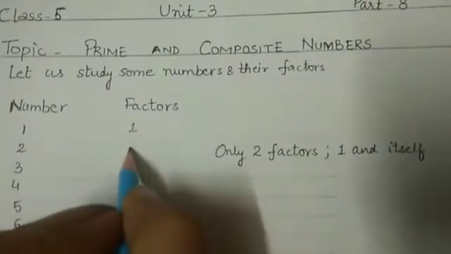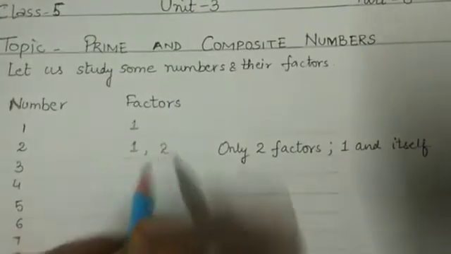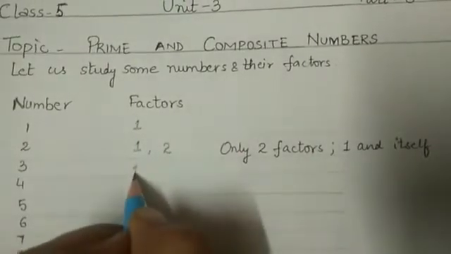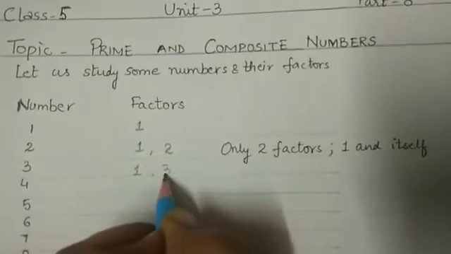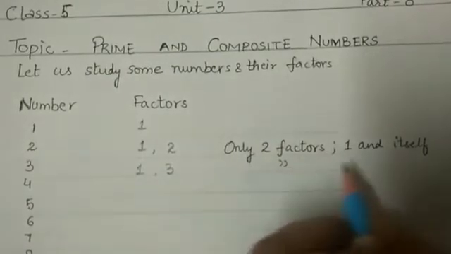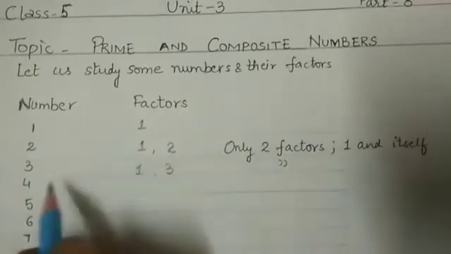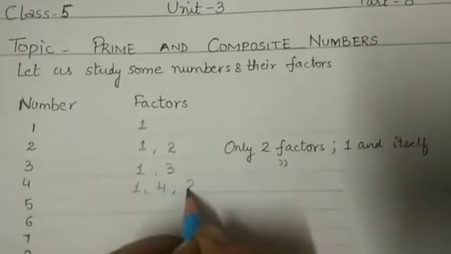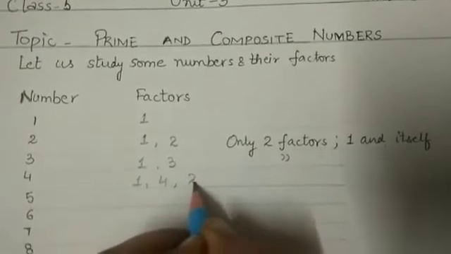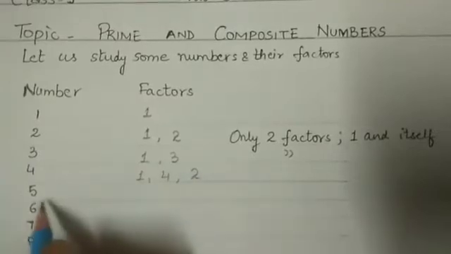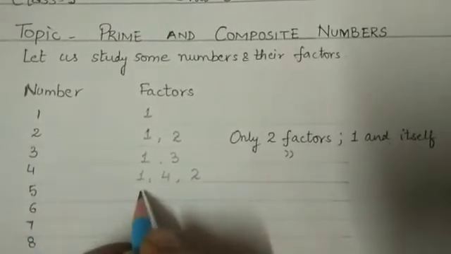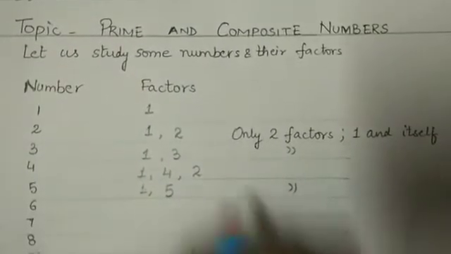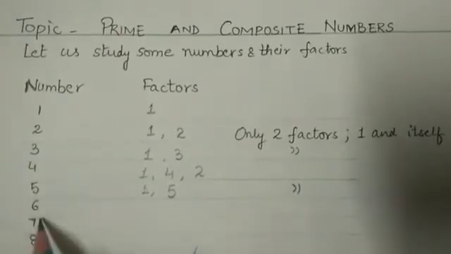Now 2. 1 twos are 2. Only 2 factors, 1 and itself. 3. Again only 2 factors, 1 and itself. Now 4. 1 fours are 4. 2 twos are 4. So I am writing 2 only one time. Now 5. 1 fives are 5. Again it has only 2 factors, 1 and itself.